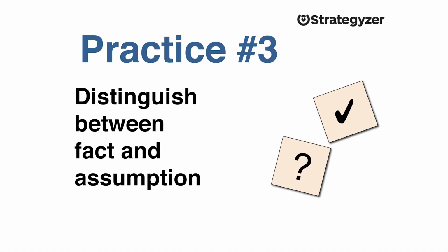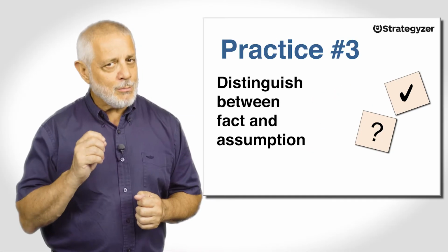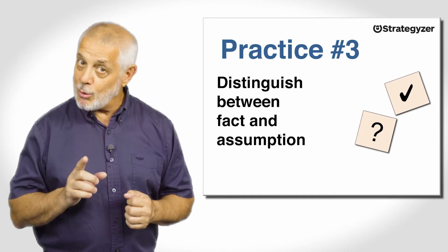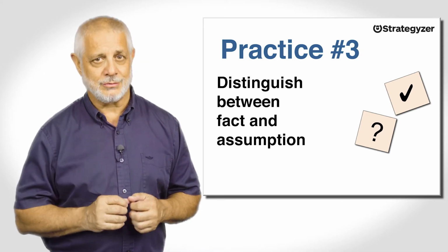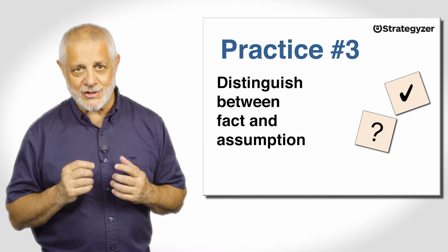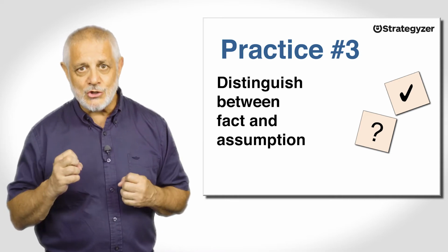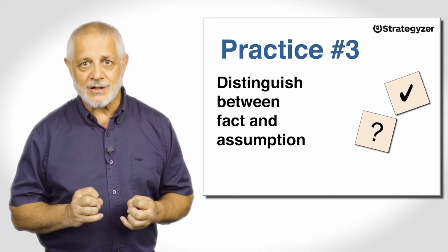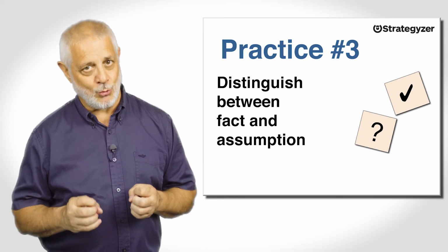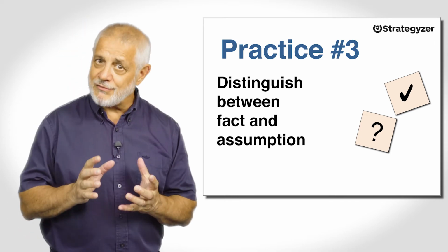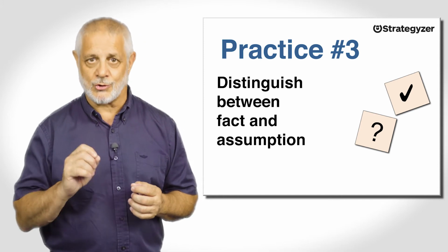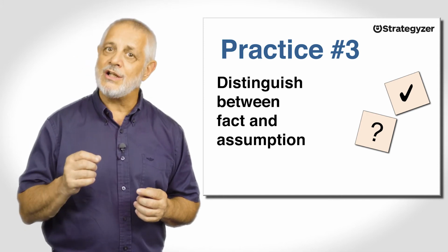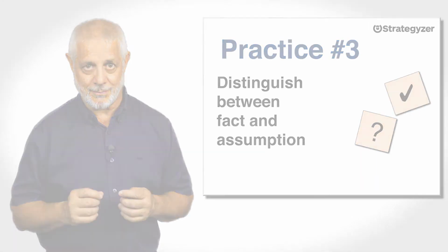Practice 3. Distinguishing between fact and assumption. Now, we are most often hurt not by what we don't know, but by what we think we know that isn't true. It's vital for the success of business models to determine what you know is fact and what assumptions you are making about the world. Now, once you've identified these assumptions, you can define experiments to test the validity of those assumptions and the validity of the overall business model.